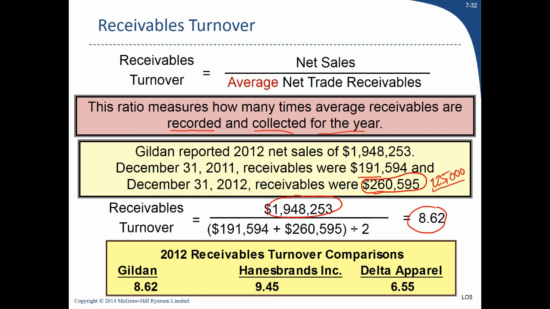In theory, if we had sales of 1948 and our year-end AR was 1948, that's a problem, right? That means either we're selling to customers who have never paid us, or we just booked one big sale at the end of the year, right? Your receivables turnover is going to be like 1, which is very, very low.